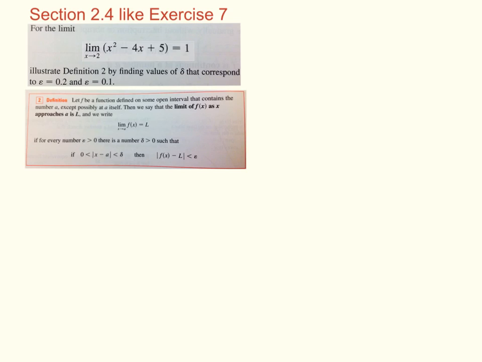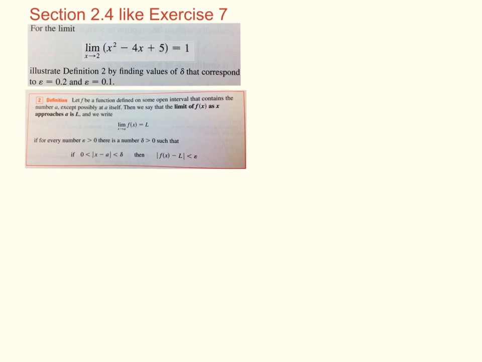So we have our definition 2 here. It says, let f be a function defined on some open interval that contains the number a, except possibly at a itself. Then we say the limit of f of x as x approaches a is L, and we write the limit as x approaches a of f of x equals L, if for every number epsilon greater than 0, there is a number delta greater than 0, such that if 0 is less than the absolute value of x minus a, less than delta, then the absolute value of f of x minus L is less than epsilon.